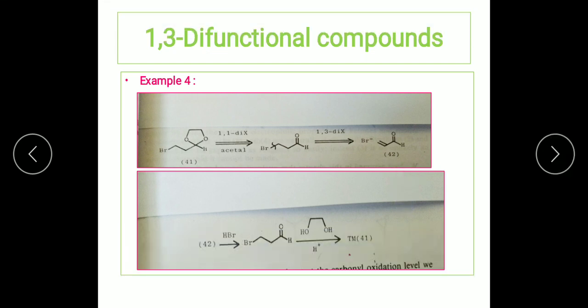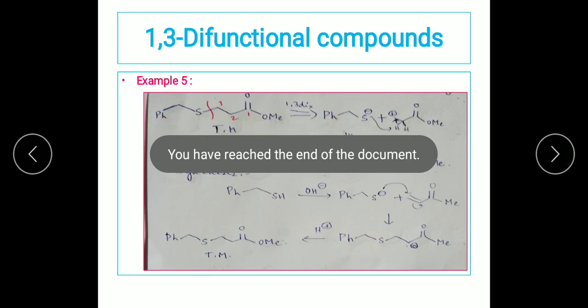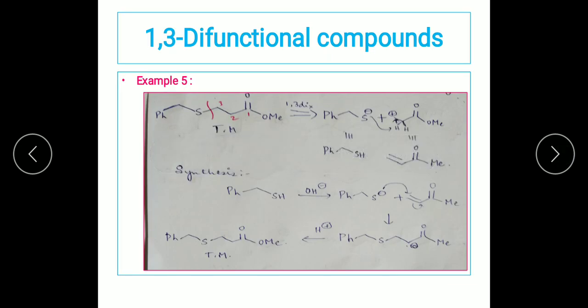So the Michael reaction is nothing but we're going to take up HBr. This alpha beta unsaturated compound with HBr is going to form the bromoketone, which on reaction with diol is going to give rise to the target molecule, that is the acetal. So this is how we're going to write down the synthesis and retrosynthesis. Next, we're going to study another example.